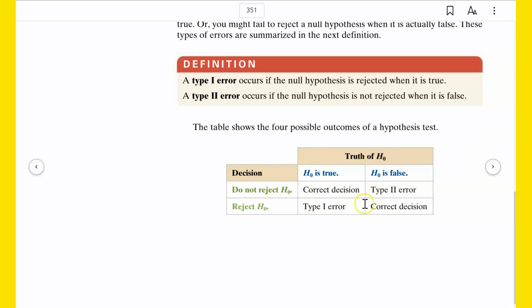Okay, so here's a truth table of this variety. When we don't reject H0 and H0 is true, that's good. That's correct. H0 is true and you don't reject it, that's the correct decision. But if H0 is true and you do reject it, that's a type 1 error. If H0 is false and you don't reject it, that's a type 2 error. If H0 is false and you do reject it, that's good. That's a correct decision.